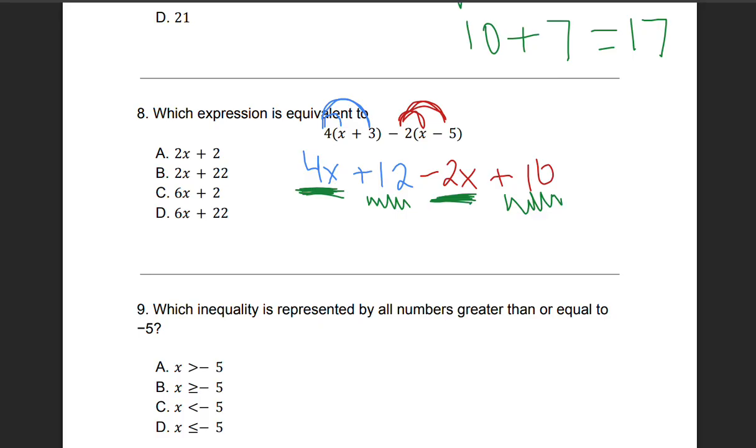A 4x and a negative 2x gives me 2x. So right away talking about elimination with your answers, C and D, get rid of them. Positive 12 and a positive 10 is going to give me a positive 22. You'll find your answer is B.